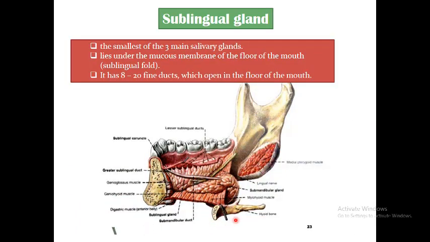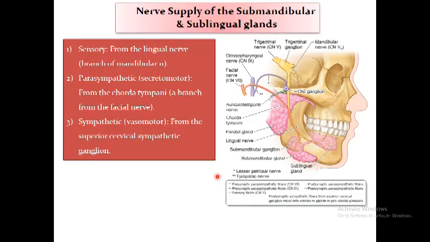What about the sublingual gland? The sublingual gland is located just beneath the floor of the mouth, beneath the mucous membrane in the sublingual fold. How about its duct? It has no single duct, it has multiple ducts, from 4 to 20 fine ducts. And they open in the floor of the mouth on the surface of the sublingual fold, as we said before.